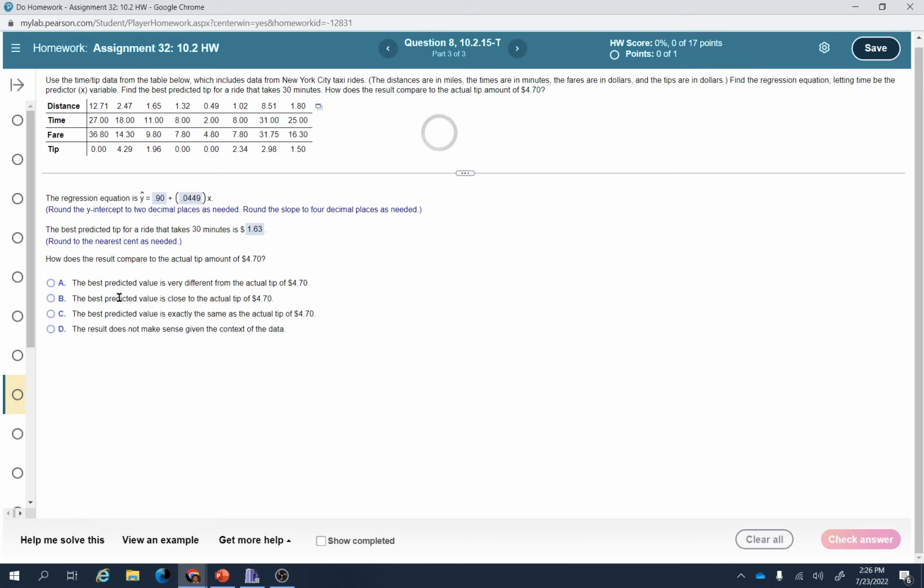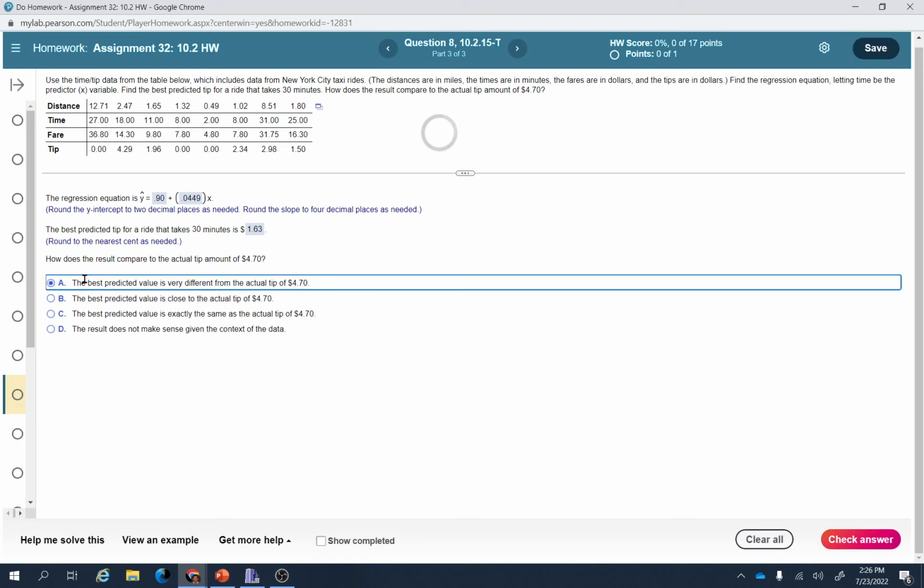Let's read the second option. The best predicted value is close. No, not close. The best predicted value is exactly the same. No. The result does not make sense given the context of the data. No. This is the right one. The best predicted value is very different from the actual tip of 4.7.